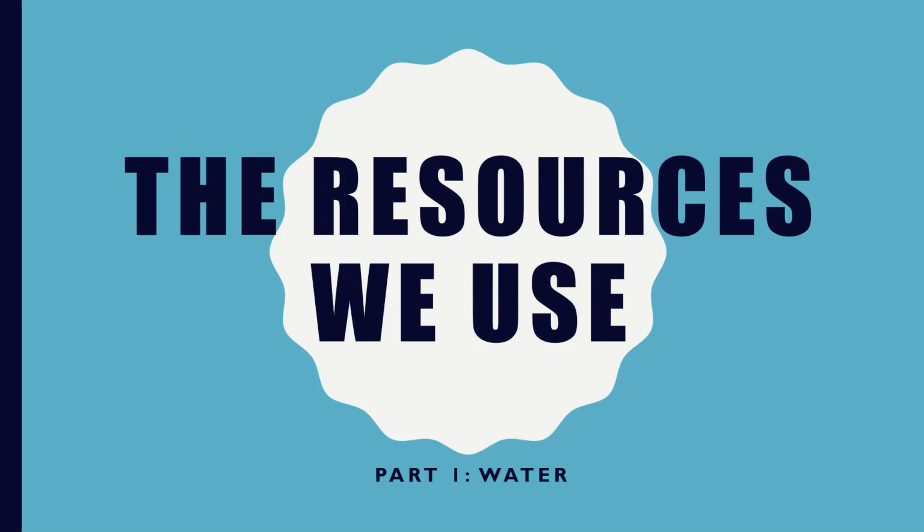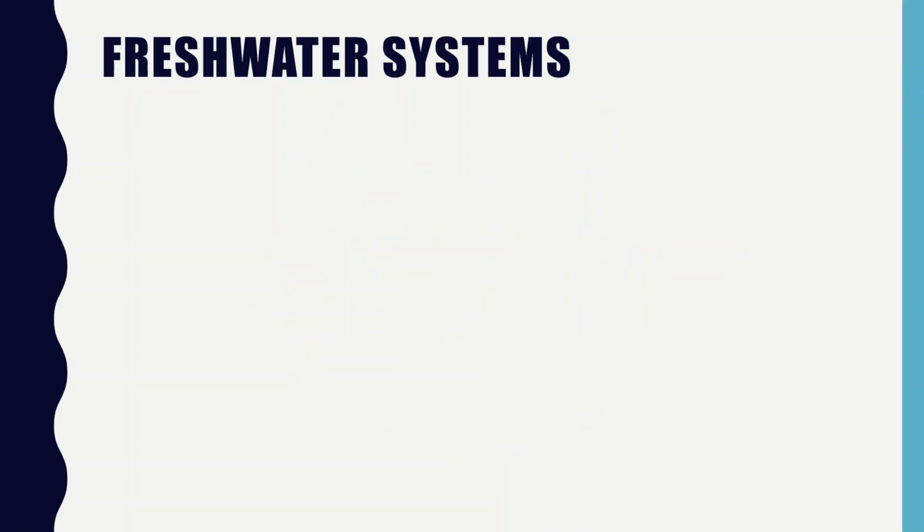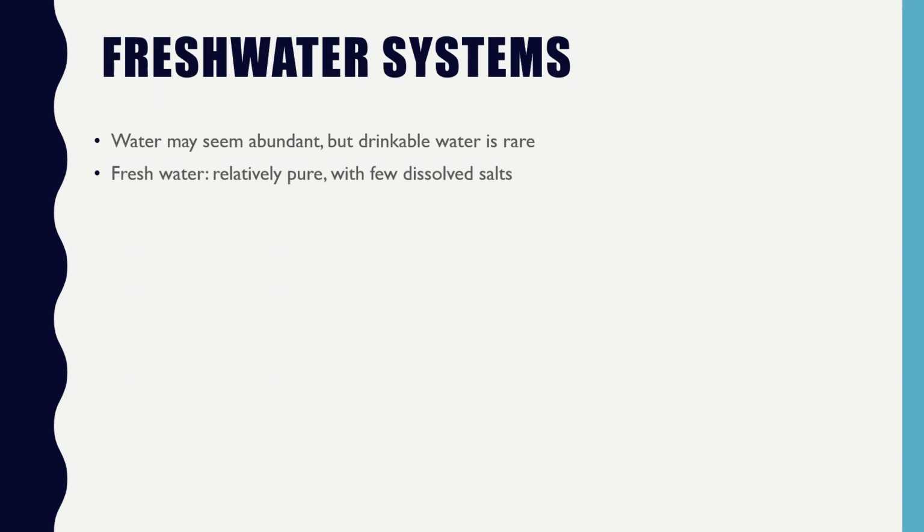Hey, welcome back to the second part of the lecture on water, on resources we use. We're going to talk about water. The first thing I'm going to talk about is basically just fresh water. Fresh water is obviously the water that we use that's drinkable, right? It seems abundant, but drinkable fresh water is actually quite rare. Fresh water is water that is relatively pure with few dissolved salts.